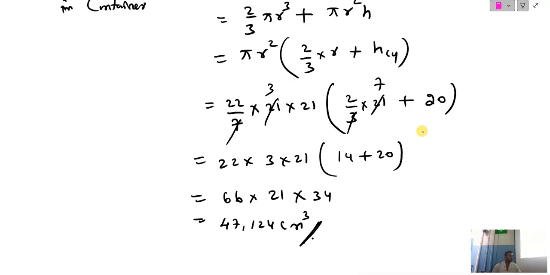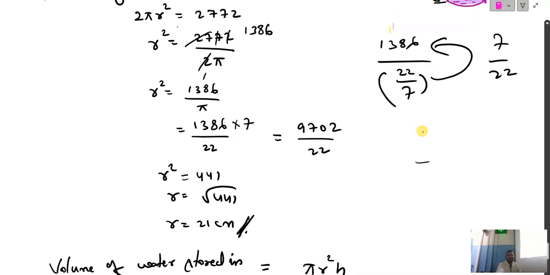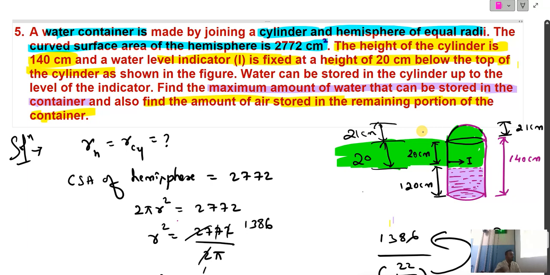Is it correct? Yes. Or we have to find the total volume minus this. Good question. Can we calculate this much is enough? Or we should calculate the total volume and subtract how much amount of water is filled from that?